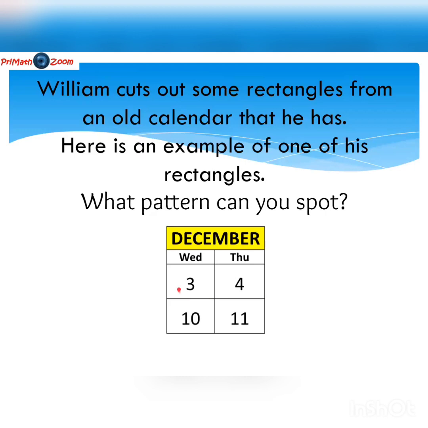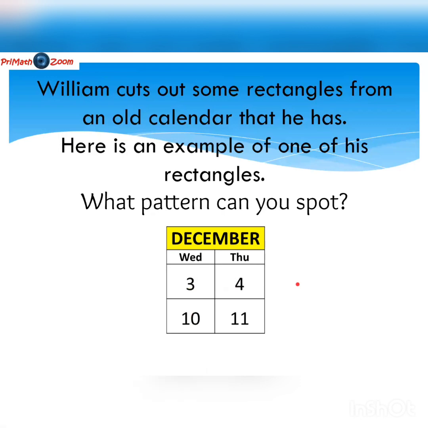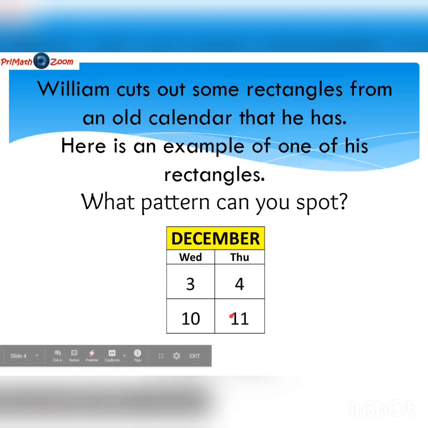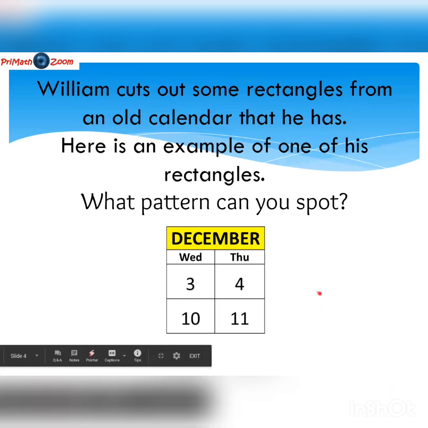Yes, to find the following Wednesday after the 3rd, we need to add 7. Do you know why we need to do that? Yes, 7 days in 1 week. So if today is Wednesday the 3rd, 7 plus that 3rd would give us the date for next Wednesday. Good job. Right, so to find Thursday, we would add 7 plus 4 to give us 11 days. And we could also say 1 plus 10, which would give us 11 days. Good job so far.